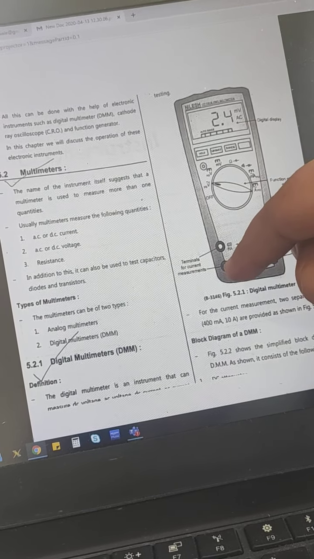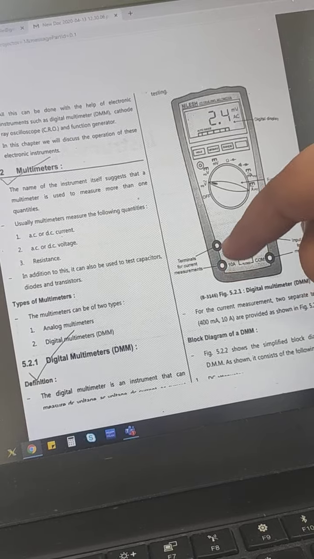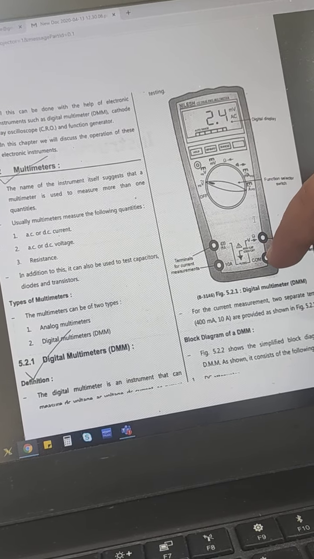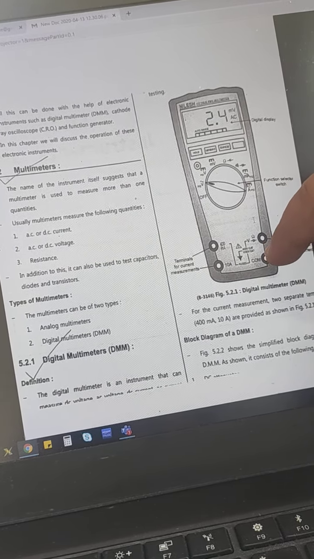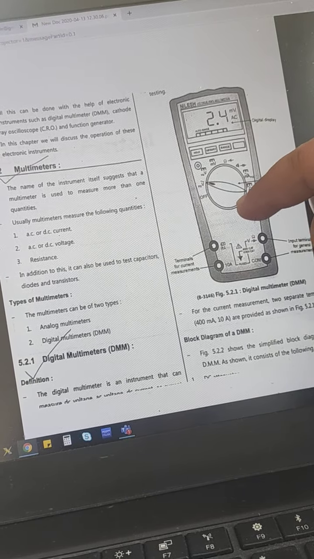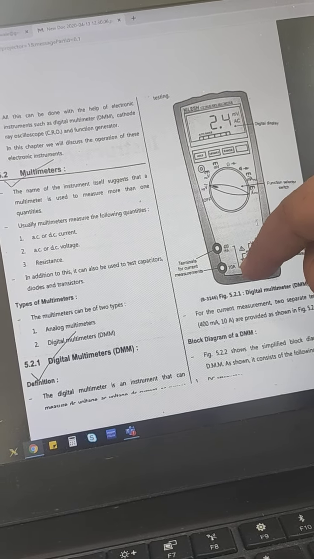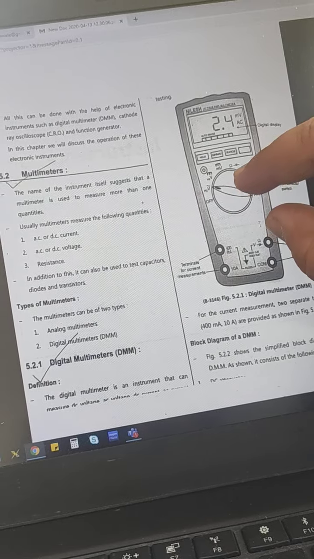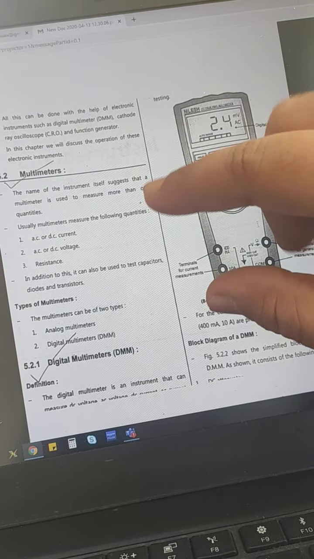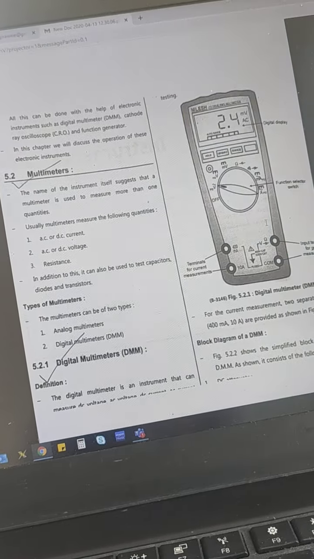These are nothing but the two terminals. Two terminals are used for current measurement and these two terminals are used for voltage measurement. One terminal is common. The range of that current measurement is from 400 milliampere to 100 milliampere. In an exam the question is like this: draw the block diagram of digital multimeter and explain it.